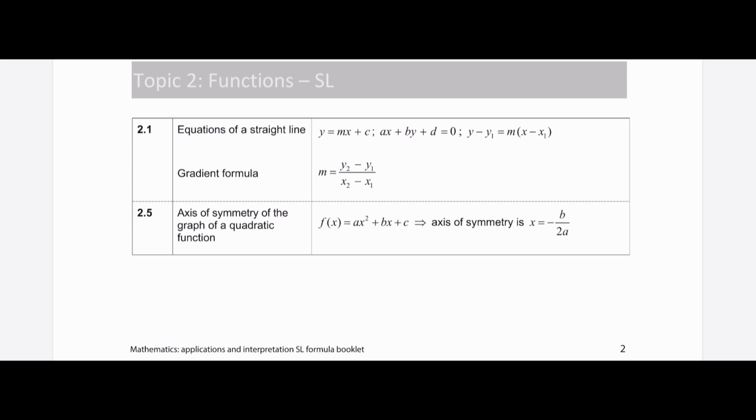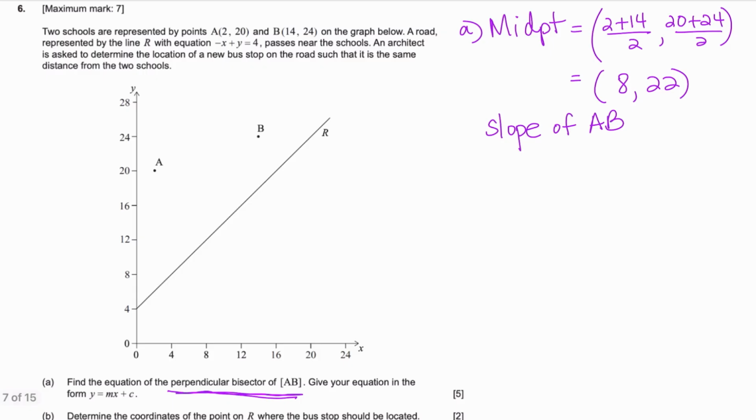Remember, for IB, gradient is slope. So to find slope, we're going to do y2 minus y1, that is 24 minus 20, divided by x2 minus x1, which is 14 minus 2. 24 minus 20 is 4, 14 minus 2 is 12, and I can simplify 4 over 12 to 1/3.